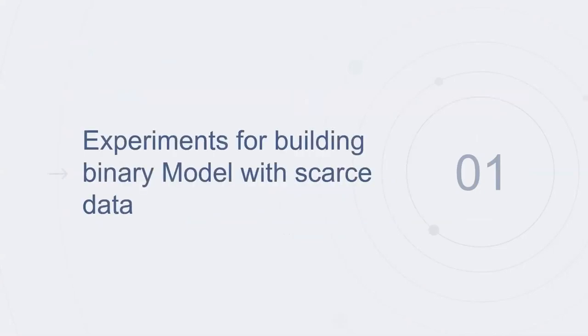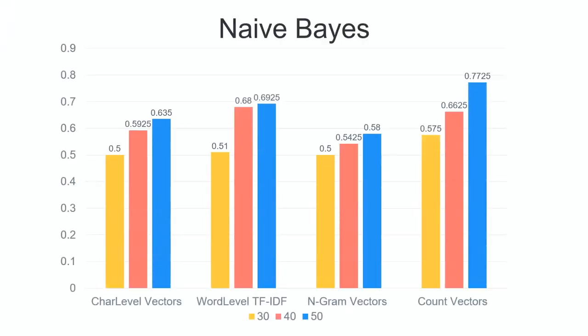So I will share with you some experiments we started with when we began building binary models with scarce data. Our clients want to annotate or tag a very minimal number of samples, like 30 or 40 or a maximum of 50 samples, because it's very hard work, expert human work. It needs a lot of time. So the number of annotated samples is very important here.